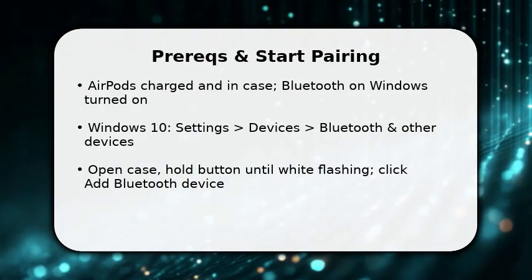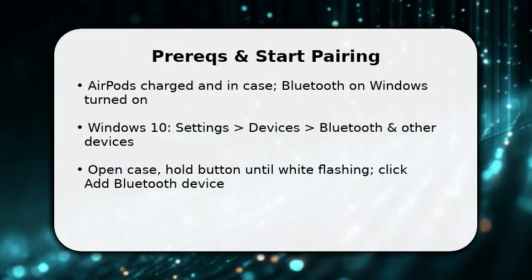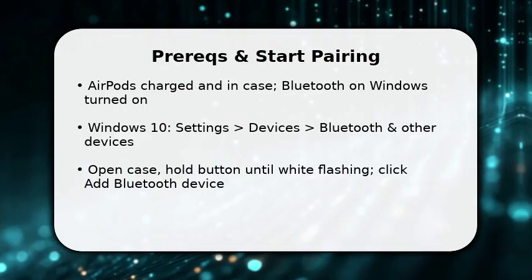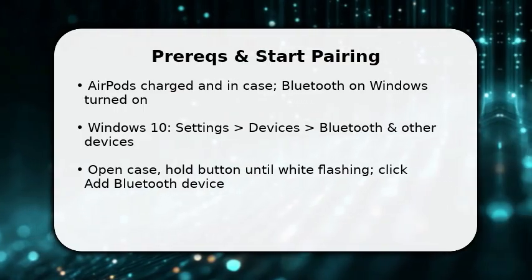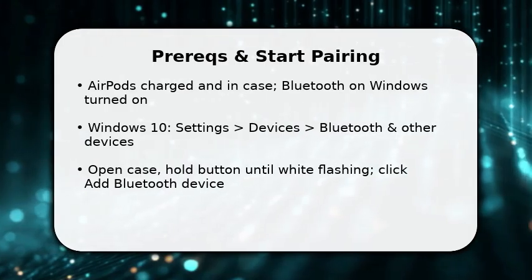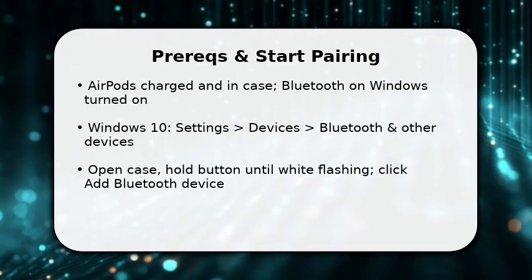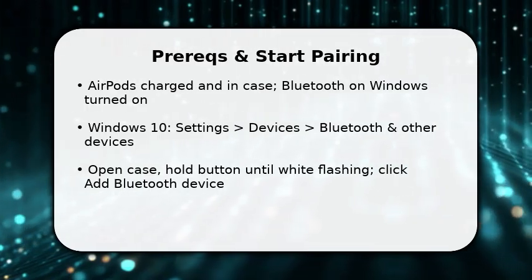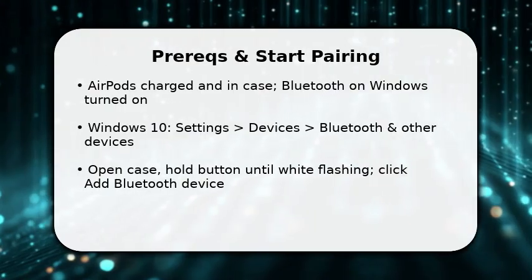You start with essentials. Confirm AirPods are charged and your PC has Bluetooth enabled. Open Windows Settings, go to Devices, then Bluetooth and other devices. Put AirPods in pairing mode by opening the case and holding the rear button until the LED flashes white. Once it flashes, click Add Bluetooth device on your PC and choose Bluetooth.